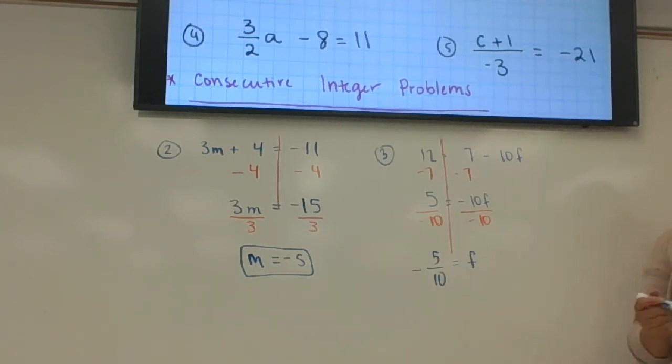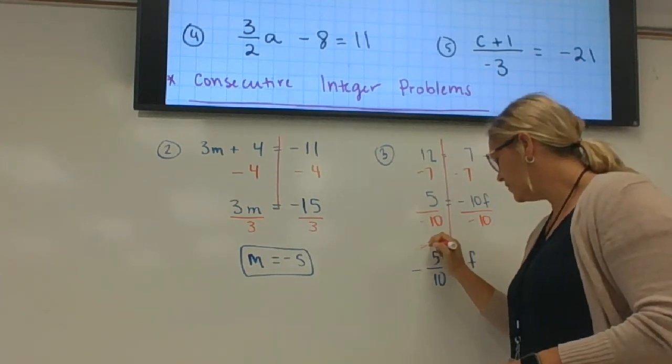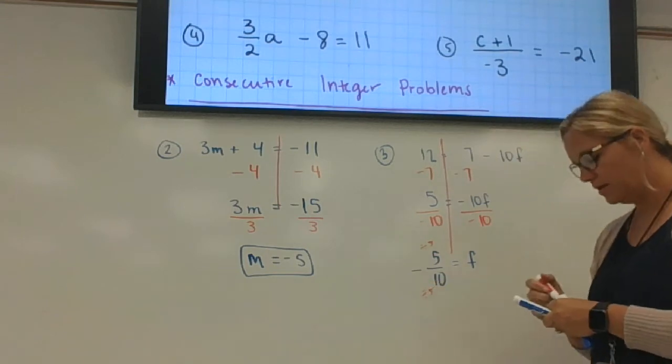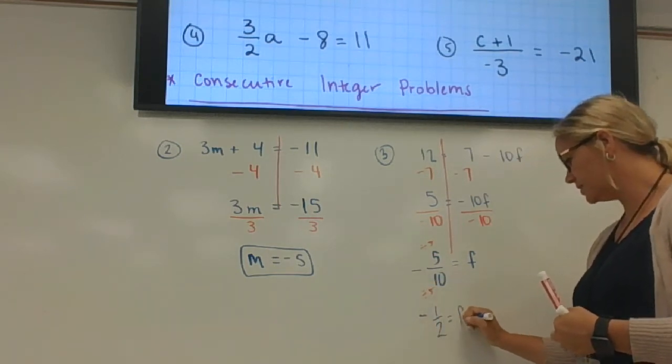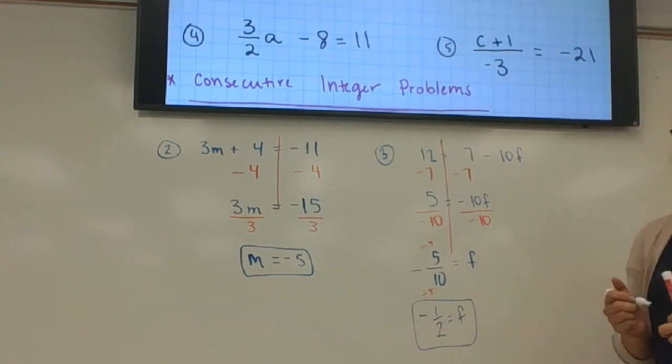Okay, this is not full credit. We'll have to reduce the top and bottom, divide by 5. -1/2 equals F. Fraction answer, not a decimal. Questions on the first two?